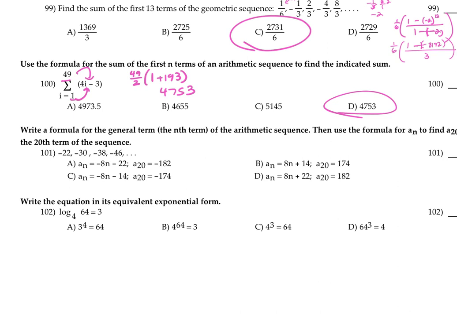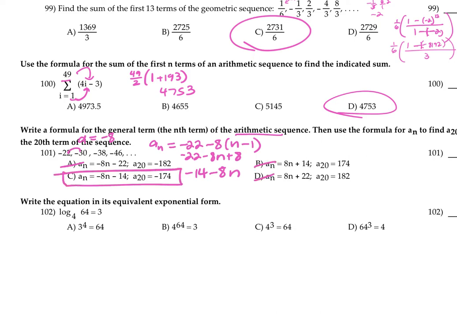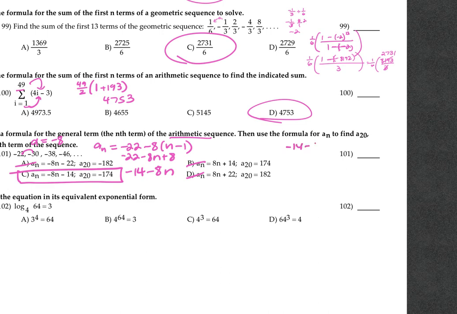101 says write the formula for the general term. So the nth term for an arithmetic sequence, an would equal a1, which is negative 22, plus D times n minus 1. Negative 30 minus a negative 22 tells you that D here is negative 8. So this would be minus 8 times n minus 1. Negative 22 minus 8n plus 8 is negative 14 minus 8n. Already that rules out all of them except for C. If you wanted to check the 20th term, negative 14 minus 8 times 20, negative 14 minus 160, which is negative 174.